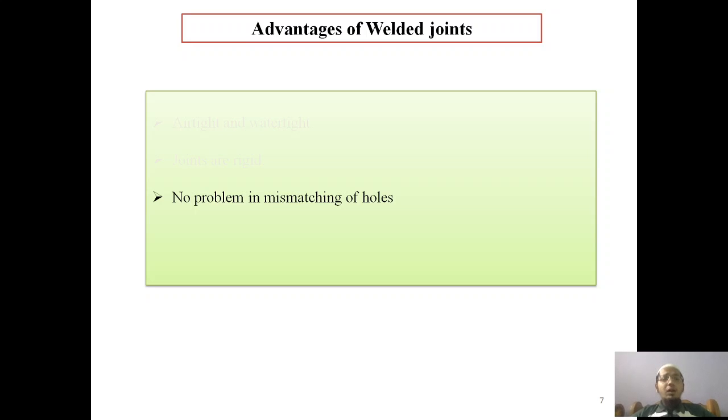Now, no problem in mismatching of holes. What does it mean? Yes, in case of welded joints we don't require any bolt holes, bolting or using of fasteners, etc. As in case of bolted joints we have to make holes, we have to measure the diameter of hole, their IS specifications, we have to maintain the spacing of the bolt holes, etc. So this problem will be minimized in case of welded joints.